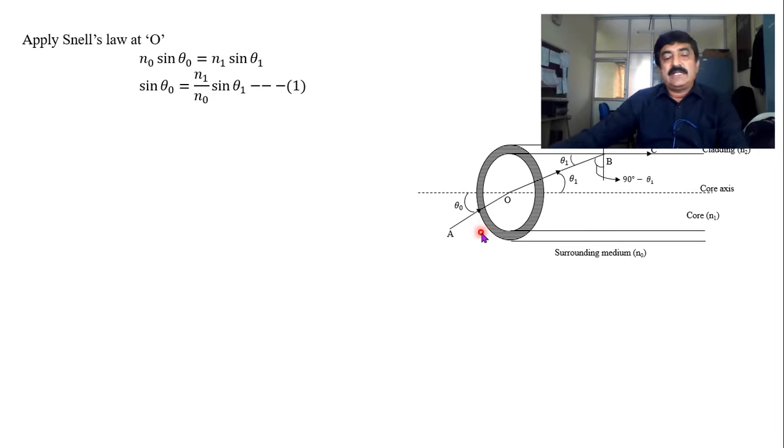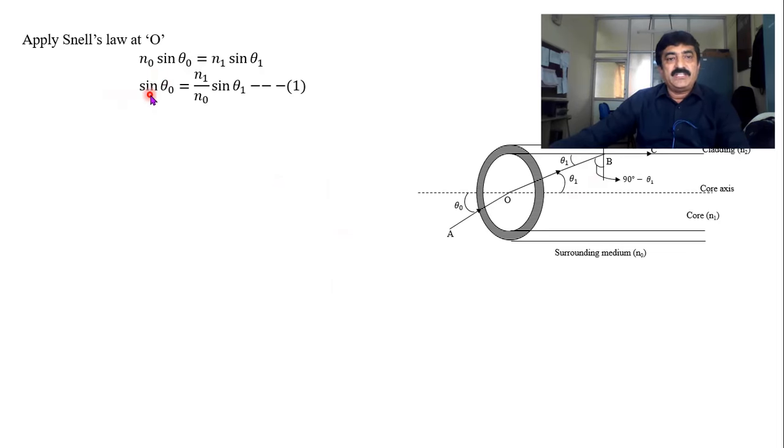You know what is Snell's law? Refractive index into sine of that angle, that is N naught into sine theta naught, is equal to the refractive index of the second medium into sine of the angle of refraction. You have read this in PUC too: N1 sin I is equal to N2 sin R. I is the angle of incidence, R is the angle of refraction. N naught is the refractive index of this medium, N1 is the refractive index of this medium.